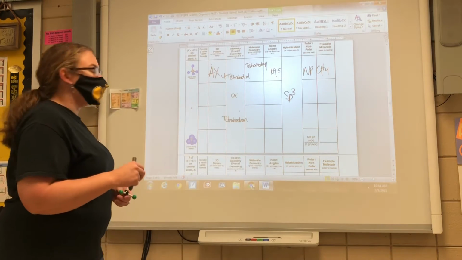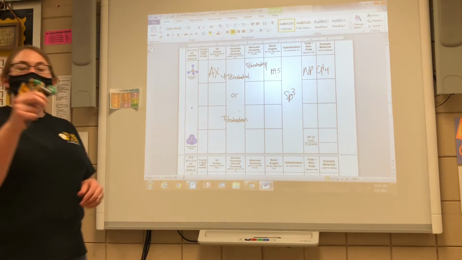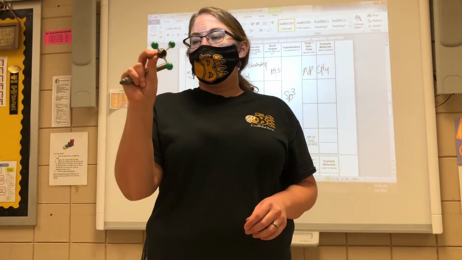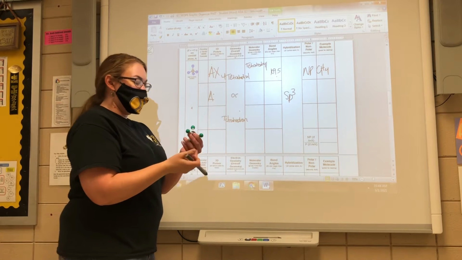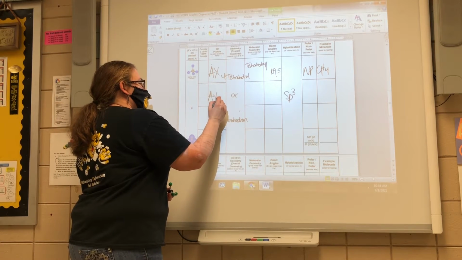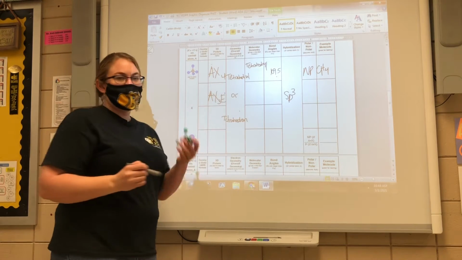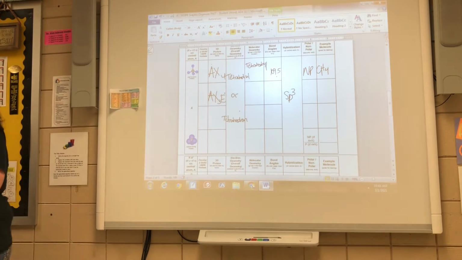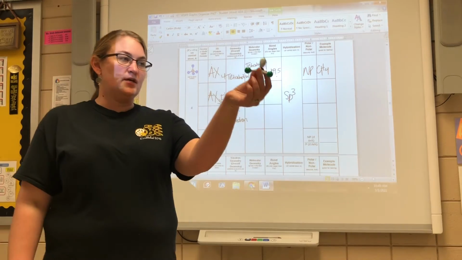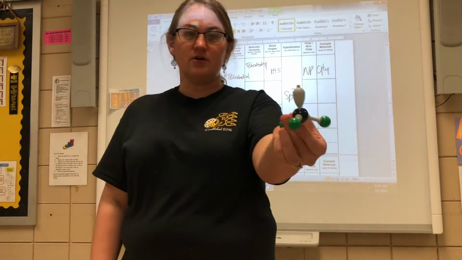So now we're going to go to if we lost one of these bonds. We'd still have the central atom A, and we'd still have 3 X's, but we're going to go to AX3E. What does the E stand for? E is for electrons. And so I'm going to replace one of these bonds with electrons. Okay, so we've got some spare electrons here.